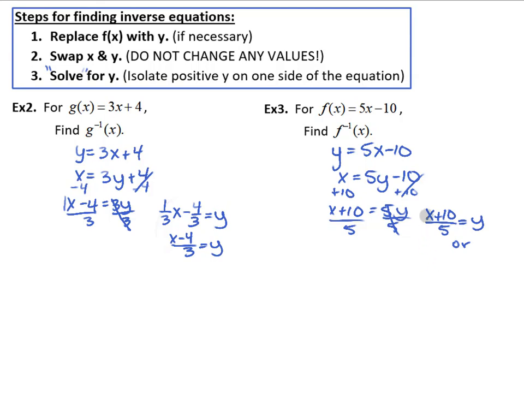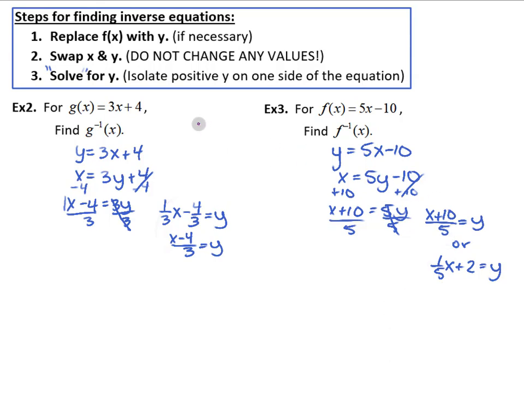Or, again, you can think of there being a 1 here. So this is really the same as 1/5 x plus, well, 10 over 5 reduces to 2. And so here are 2 acceptable answers for our second question: (x plus 10) all over 5 equaling y, or 1/5 x plus 2 equals y.